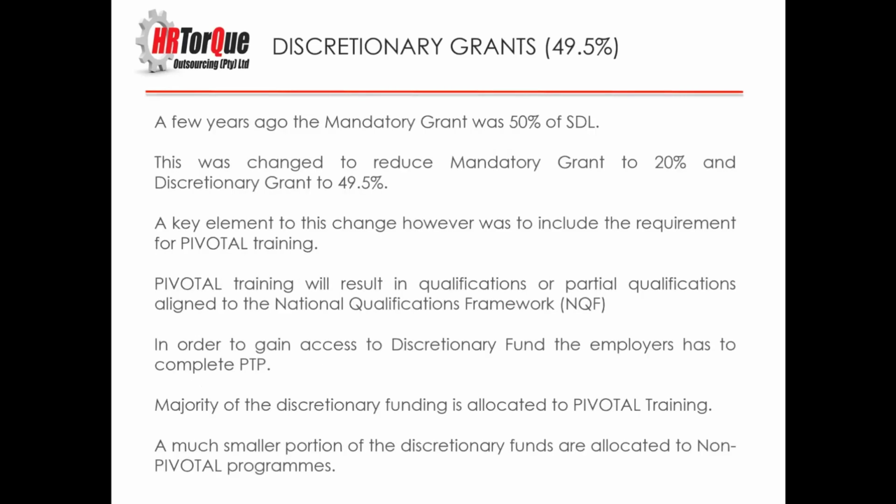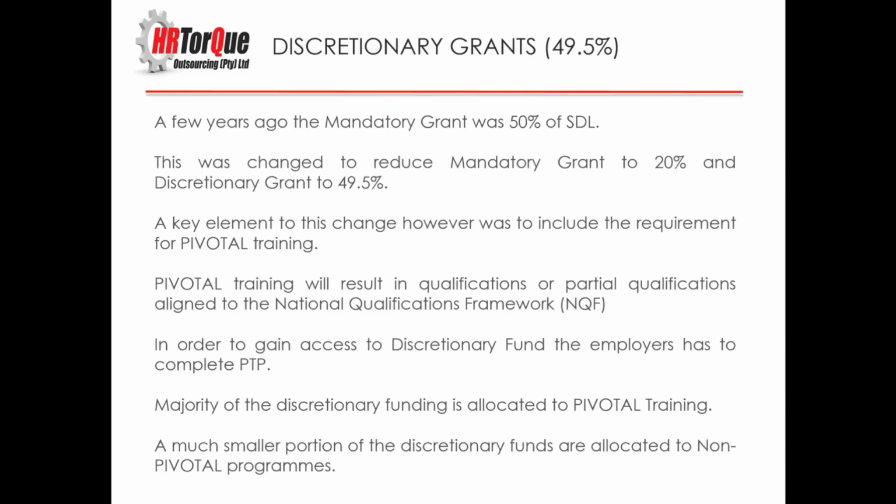Okay, so as I said before, a few years ago, the mandatory grant was 50% of the SDL, but this was changed to reduce the mandatory grant to 20%. And an element that was then included, which they didn't have before, was the requirement to look at pivotal training. Now, pivotal training, which I spoke about just now, is anything that results in a qualification or partial qualification, which is specifically aligned to the National Qualifications Framework, so the NQF levels.